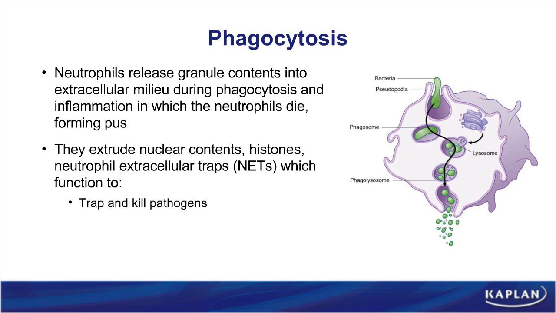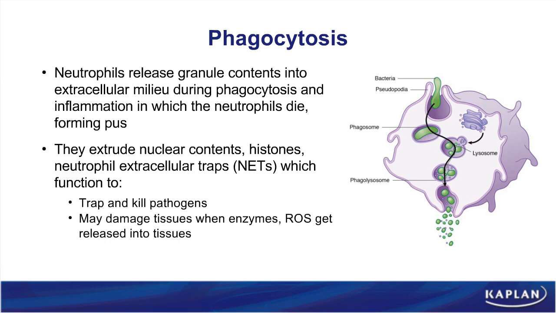that can actually help to trap and kill pathogens. On top of that, you can also get some tissue damage, and this, of course, is going to be important not only in infectious diseases, but also in autoimmune diseases where you have this chronic type of inflammation. You can actually get tissue damage from the neutrophils as well, when they sometimes release their enzymes and reactive oxygen species. Those get released into the tissues and can actually cause tissue damage.